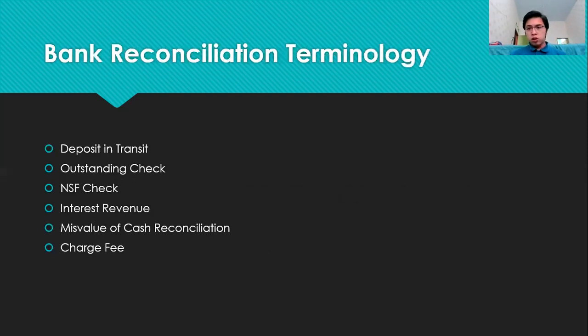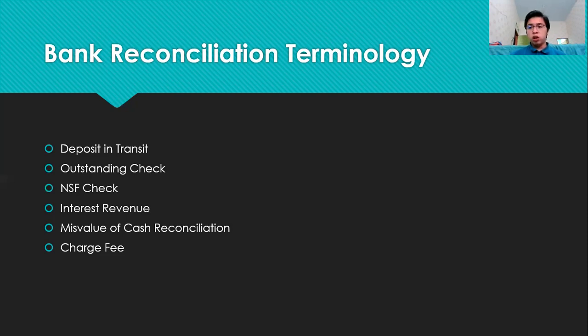Bank reconciliation terminology. This is about a few conditions or terms that could make us do a bank reconciliation. The first one is deposit in transit. Deposit in transit is when you record an amount of money, but in the bank it is not recorded yet, or an amount of check that is not recorded yet by the bank.